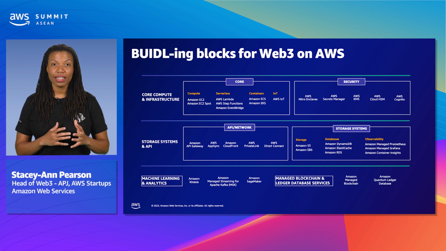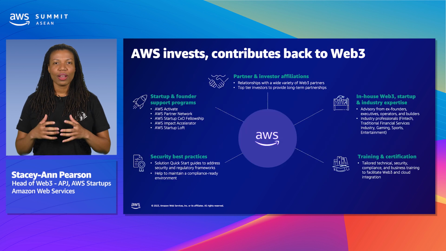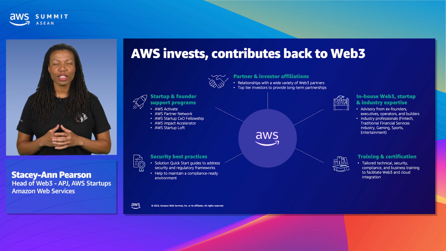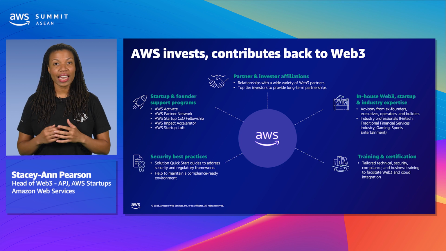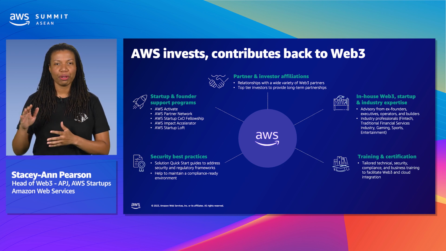AWS continues to invest in and work on the product development for blockchain as we continue to see growing adoption of Web3 relevant workloads. We continue to invest in the Web3 community by supporting all touchpoints in the ecosystem as you build. For startups and founders, we have a broad range of startup programs and events beyond our infrastructure services, including AWS Activate, AWS Partner Network, AWS Startup CXO Fellowship, AWS Impact Accelerator, and AWS Startup Loft to support startups across all stages to launch, grow, and scale.